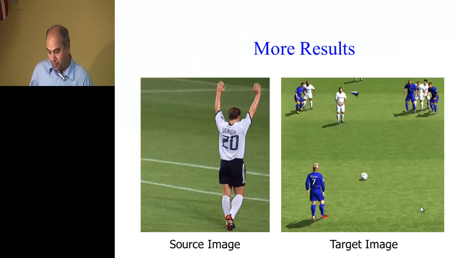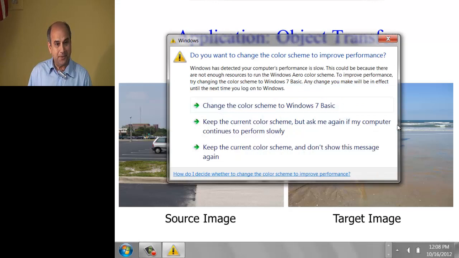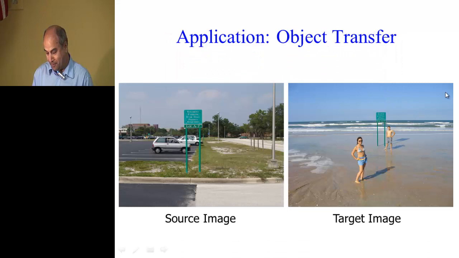Let's say, so by the way, do you know where this picture was taken? Which beach? Cocoa Beach. It's Cocoa Beach. Okay, so this is a long time ago. One of my students, actually this is his wife and the student himself.